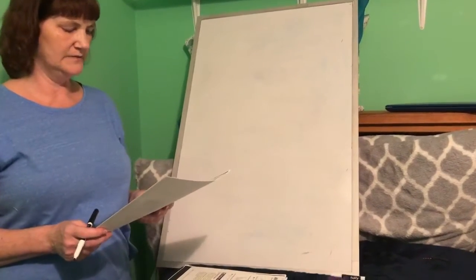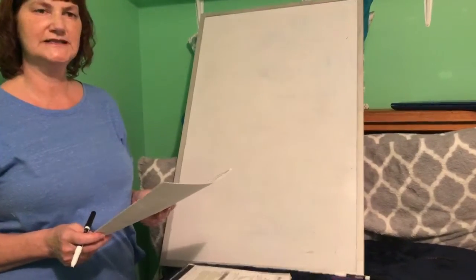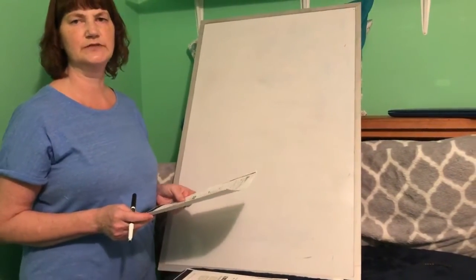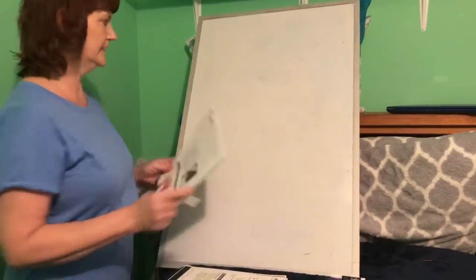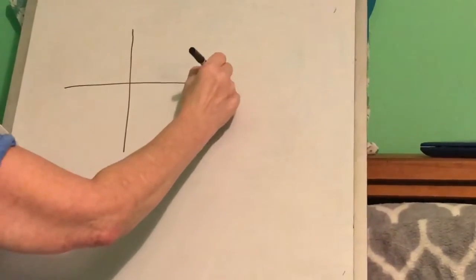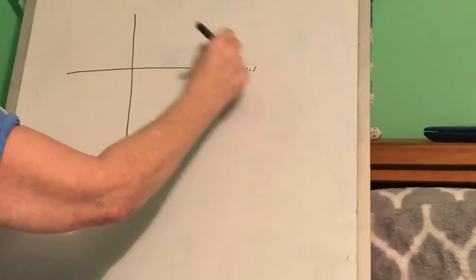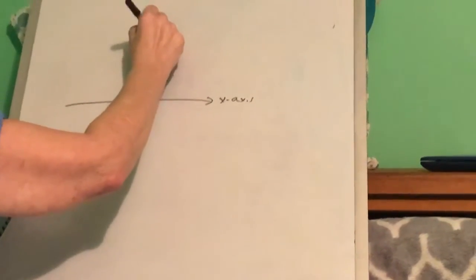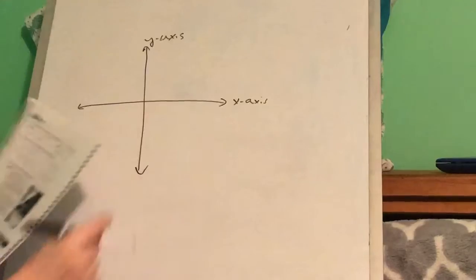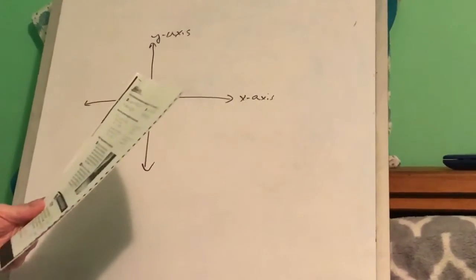This is Algebra 2, Section 9.2. We're putting our angles into the Cartesian plane. All right, so we remember what the Cartesian plane looks like. We have an x-axis and a y-axis, and they go on and on into eternity.